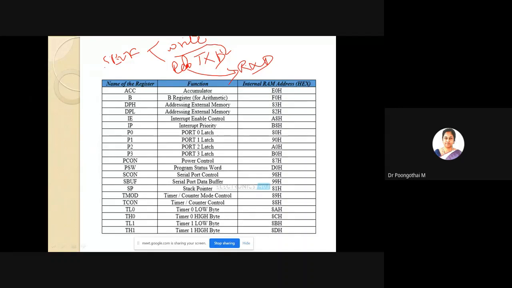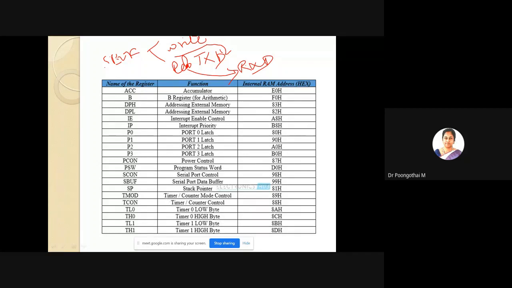Next one is the stack pointer. It holds the topmost address of the stack and it is used to access the stack. What is the size of the stack pointer? Please tell me, 8-bit or 16-bit? 8-bit, ma'am. Some other answers? 8-bit, okay.